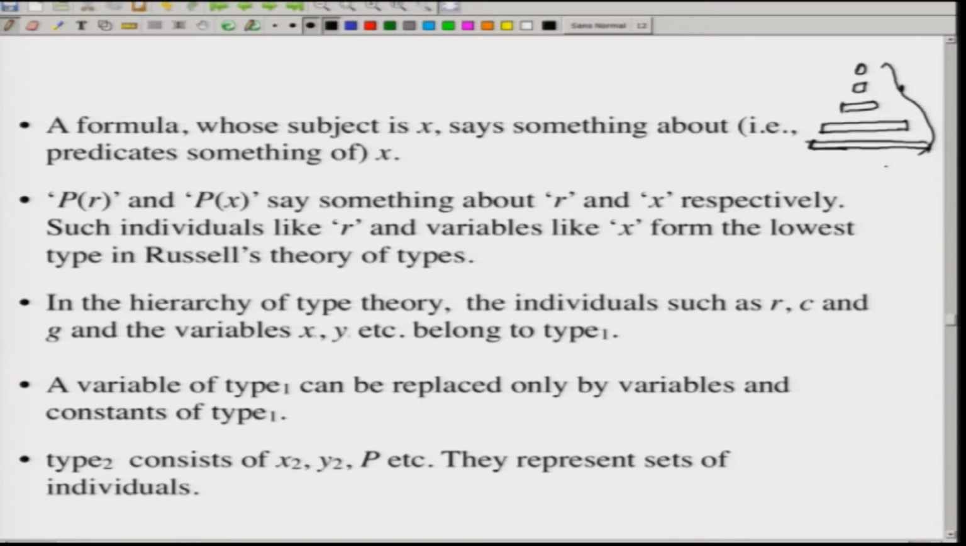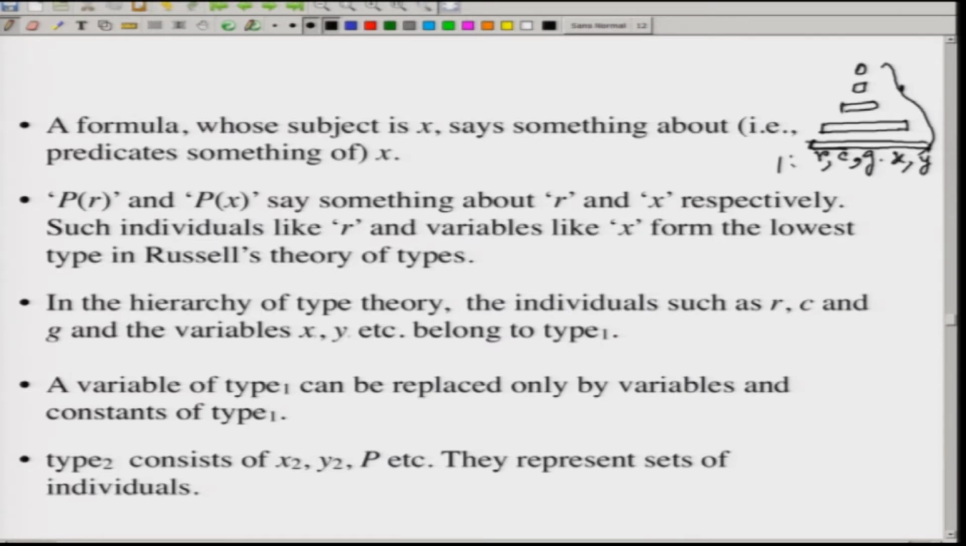In the hierarchy of type theory, the individuals such as R, C and G, say R is Russell, C is whatever, G is whatever, we will see later, and the variables x, y, etc. belong to type 1. So, type 1 things are, so the lowest level you find R. These are all individual variables and also individual constants, they belong to type 1. And a variable of type 1 can be replaced only by variables and constants of type 1, that is a rule, we will see that in details.